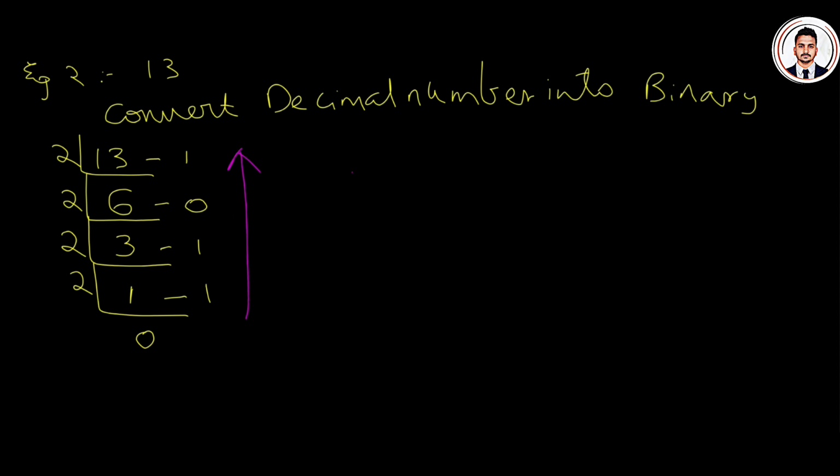So now you write 13 is equal to 1101. I hope you understand how to convert binary number into decimal number and from decimal number into binary number.